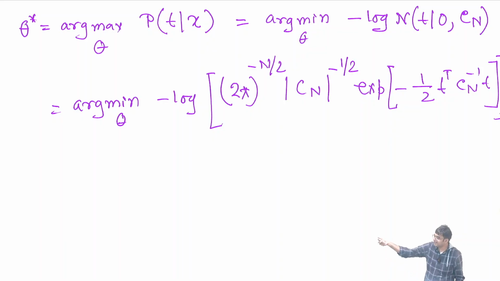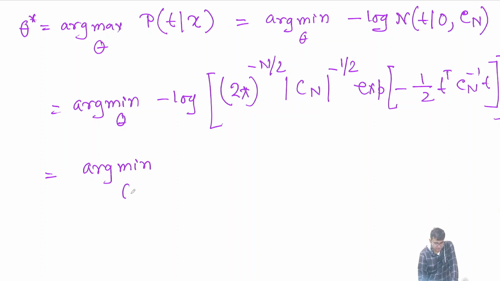And where is theta? Cn is a function of theta. I am not writing that, but do not forget, Cn is a function of theta, Cn of theta, and that you need to minimize or maximize. Take the log inside along with the negative sign. What do you get?